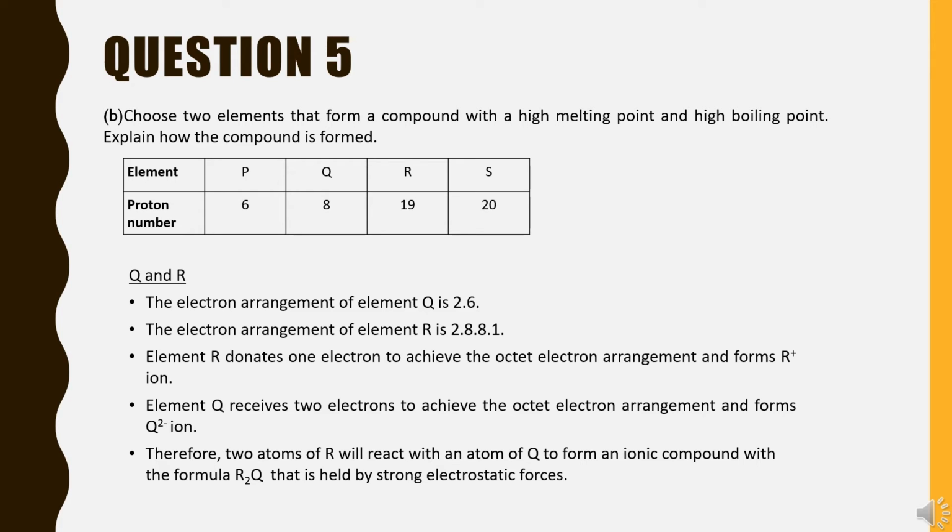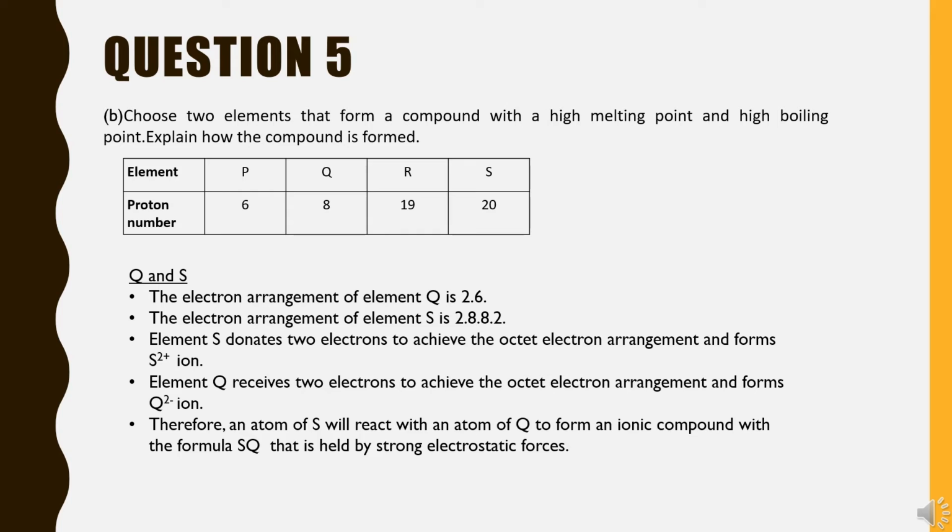The first combination is Q and R. The electron arrangement of element Q is 2.6, and the electron arrangement of element R is 2.8.8.1. Element R donates 1 electron to achieve the octet electron arrangement and forms R+ ion. Element Q receives 2 electrons to achieve the octet electron arrangement and forms Q2- ion. Therefore, 2 atoms of R will react with an atom of Q to form an ionic compound with the formula R2Q, that is held by strong electrostatic forces.